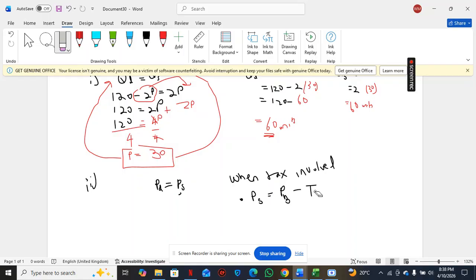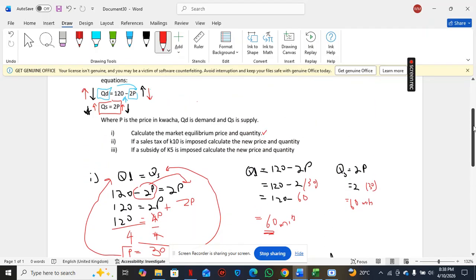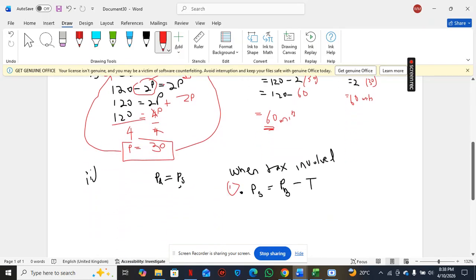This is the first thing you do. Step 1. So the tax is how much? 10 kwacha. So we're going to say PS equals PB minus 10. PS equals PB minus 10.